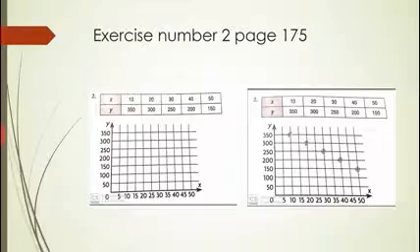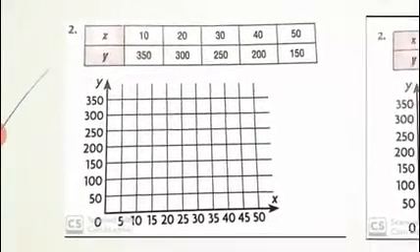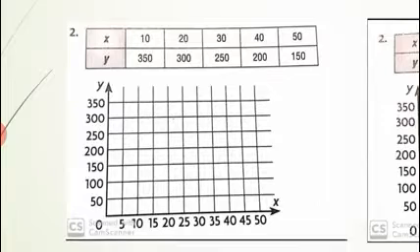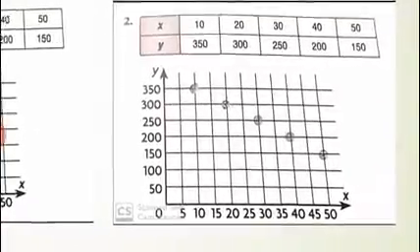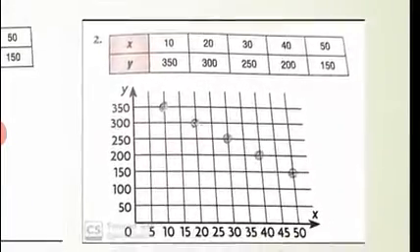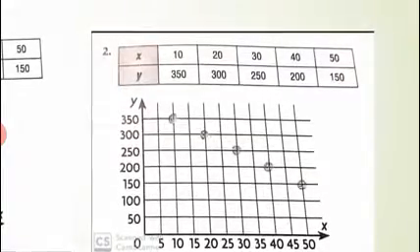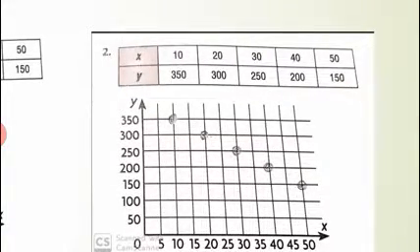Now make exercise number 2, page 175. We have this table and our free plane. We have to put the points. If x is equal 10, we bring 10 in the x-axis, y is equal 350. So we put a point in the same line of 350 and the same line of 10. If x is equal 20, y is equal 300. We put a point where the two lines meet.